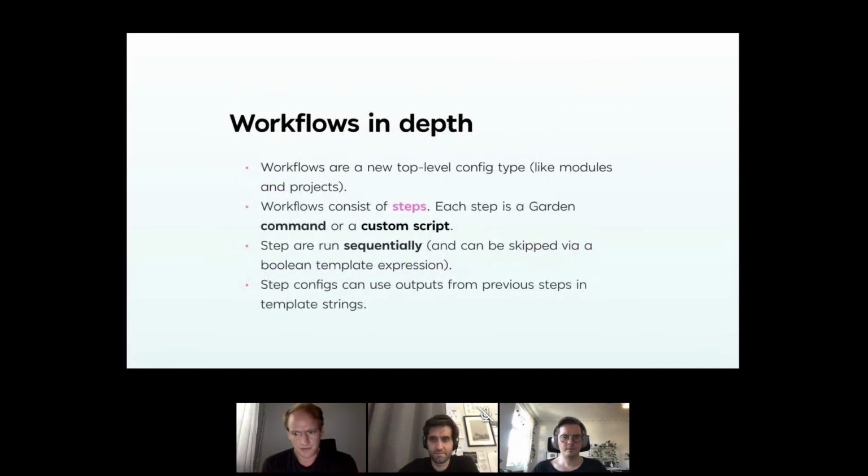So just drilling down a little bit more, workflows are a new top-level config type, like modules and projects. You define the steps of a workflow in the configuration, and each step is either a Garden command, like deploy or test or run task, or a custom script, which is basically a shell script, which, as we'll see later, has access via template strings to outputs and other things from the previous step. So you can feed things from the step commands into the scripts.